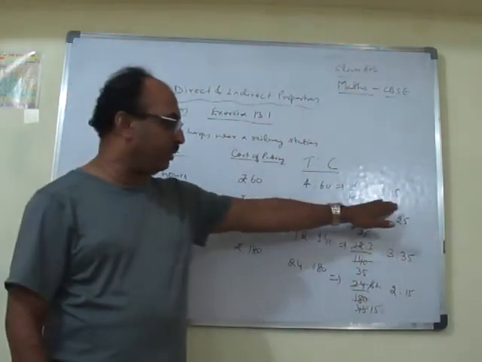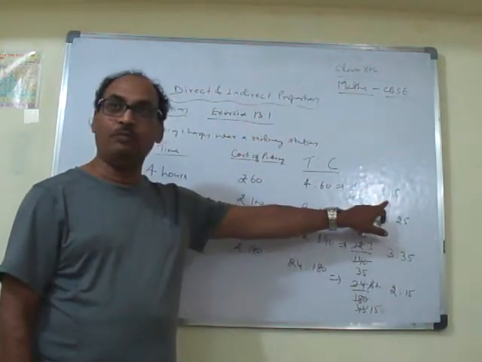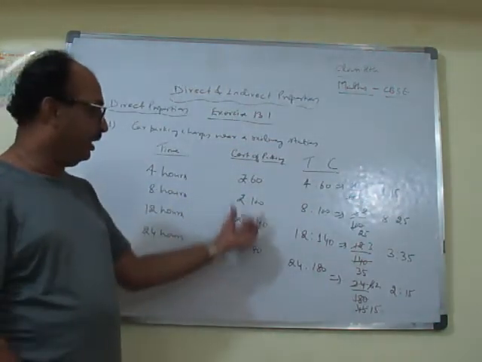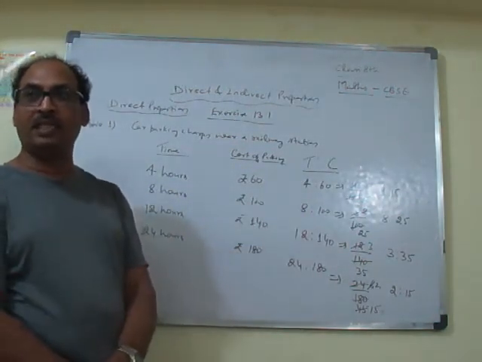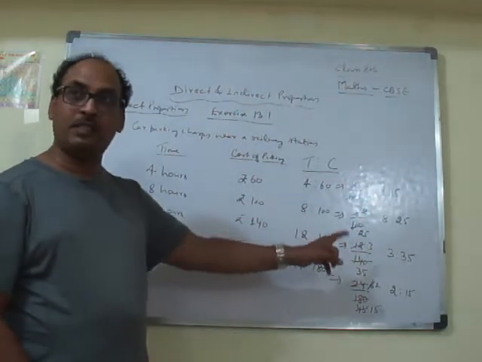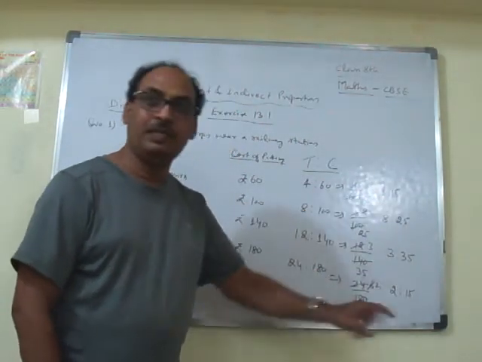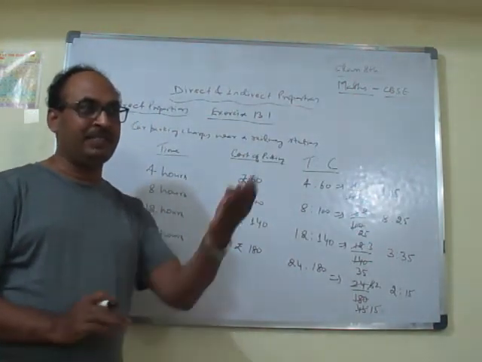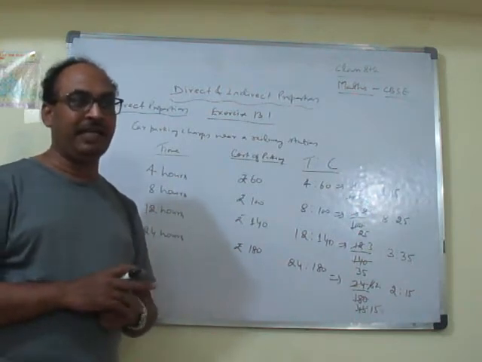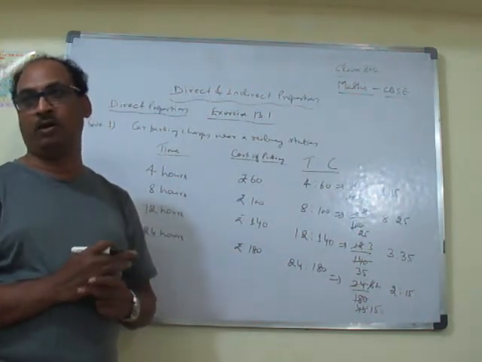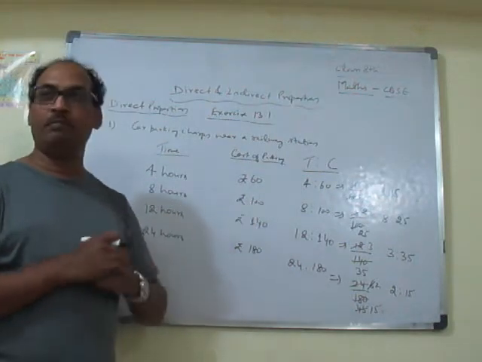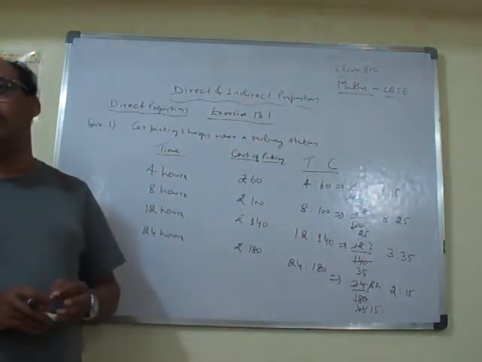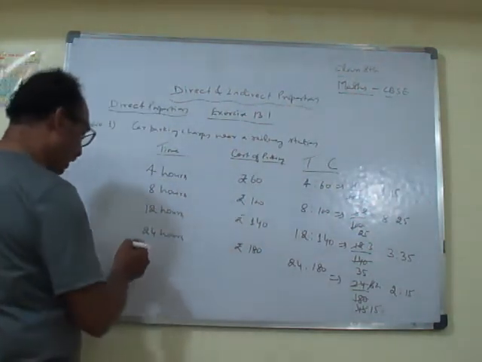What we have found here is that this particular value is not the same for all. It is not the same. Whereas the condition for direct proportion was to have these values the same, constant. The question says to check whether the parking charges are in direct proportion to the parking time or not.